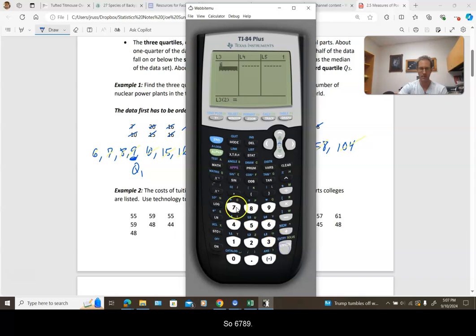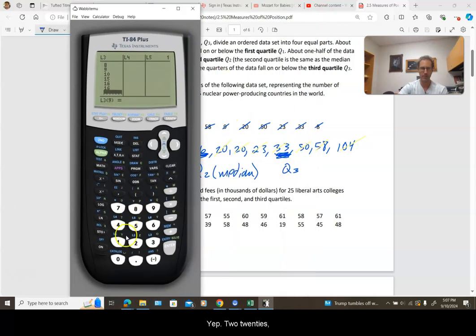So 6, 7, 8, 9. Should have already had this in here. 15, I think we had 2 16s. Yep, 2 20s. A 23, a 33, a 50, a 58, and finally a 104.